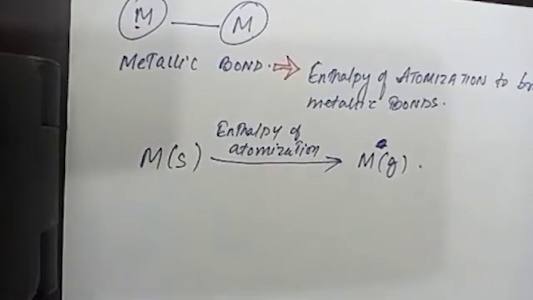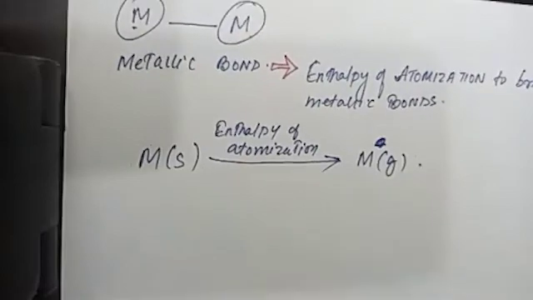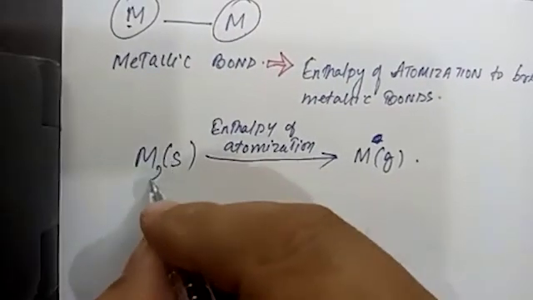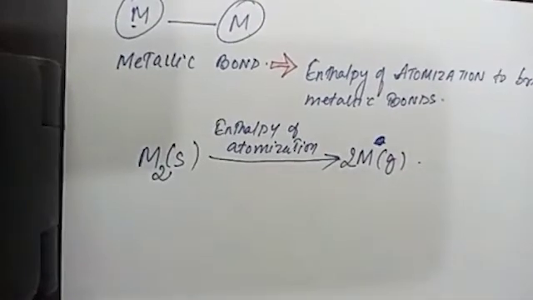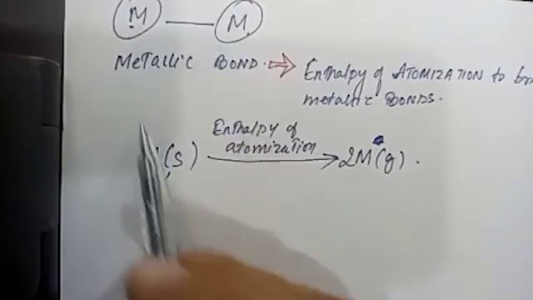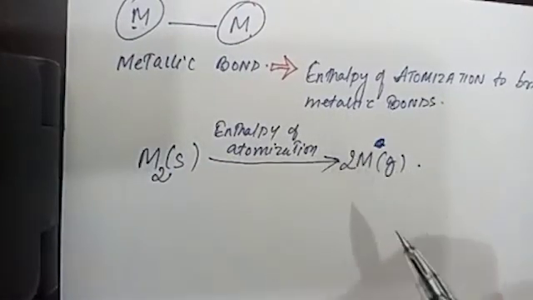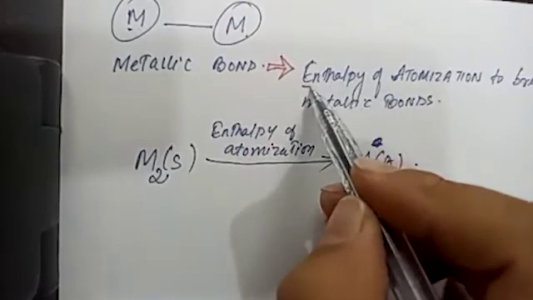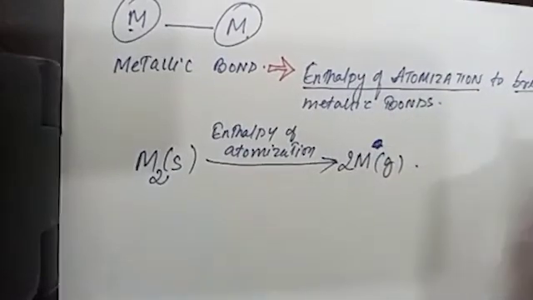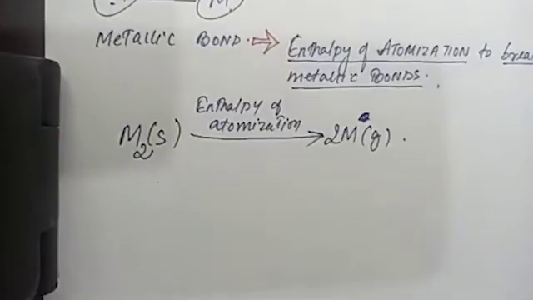It becomes one atom. Suppose it is M2, then it becomes 2M. It breaks down that way. If there are two M's written as M2 and you give enthalpy of atomization, it will become 2M, which is a gas. So this is known as enthalpy of atomization to break down metallic bonds.